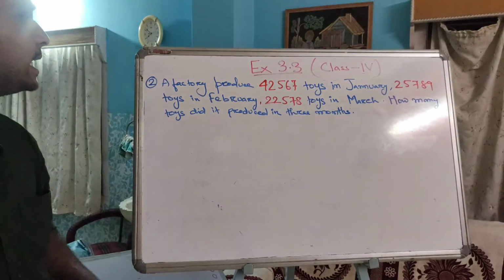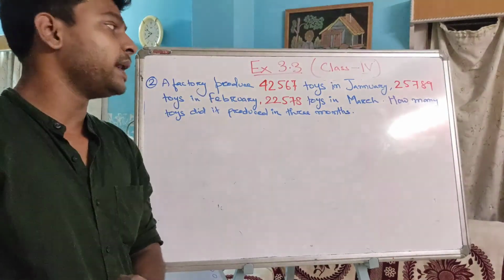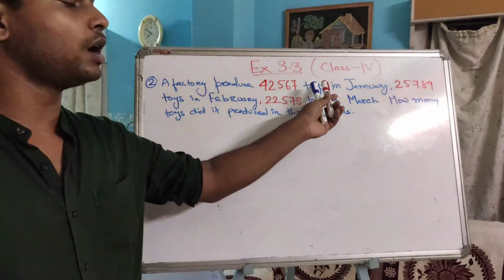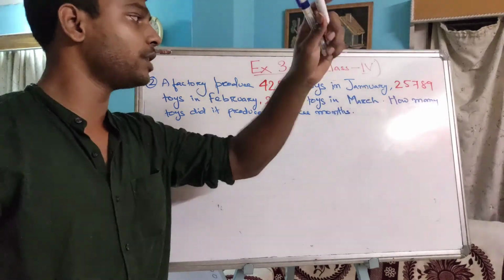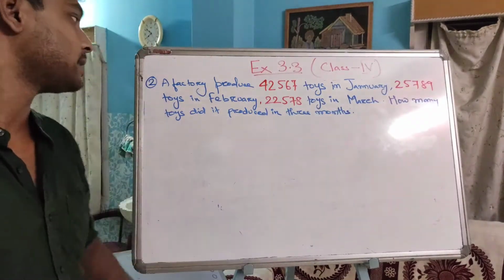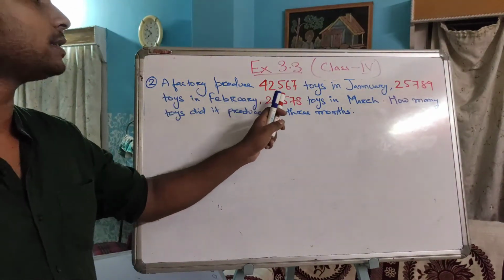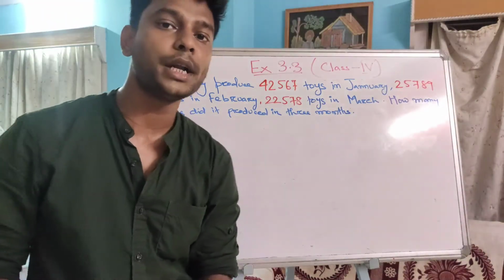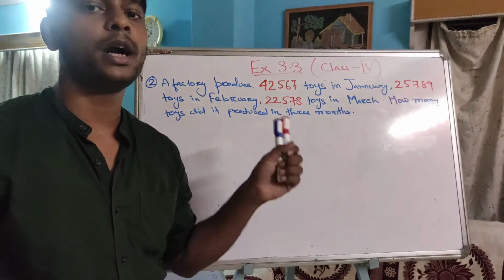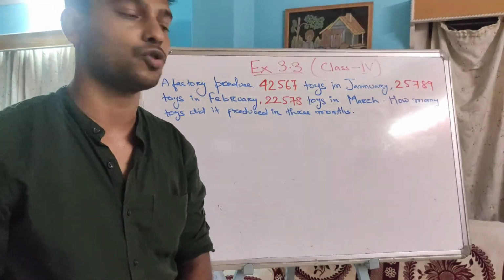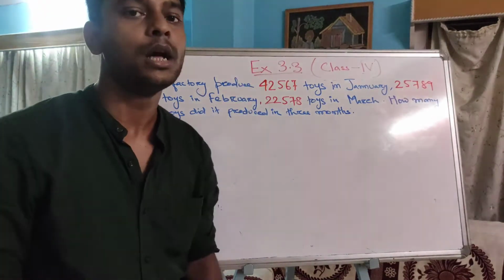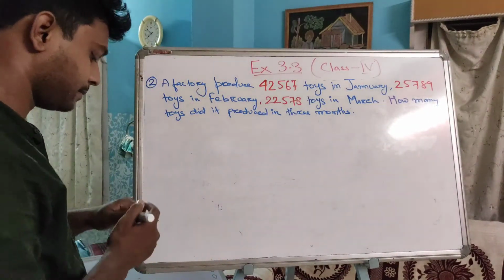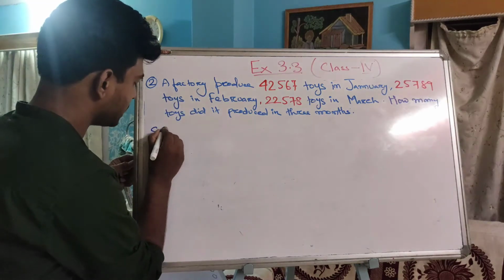So the question is, a factory is a place where things are made. In a factory, this much number of toys are produced in January, this much in February, and this much in March. And we are told to find how many toys are produced in these 3 months. In order to find the total, we have to add these three quantities. So let us add. Solution.